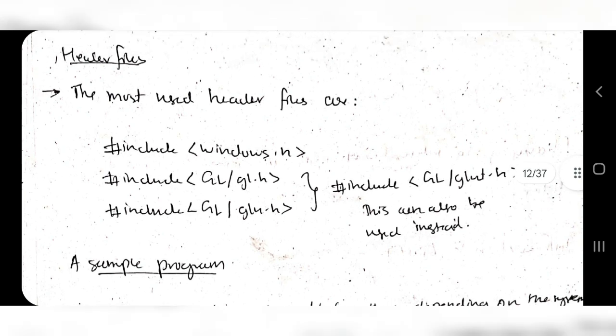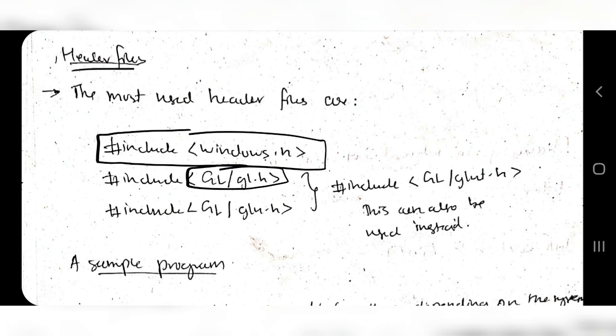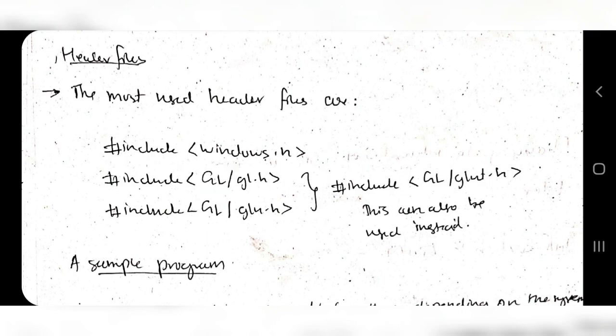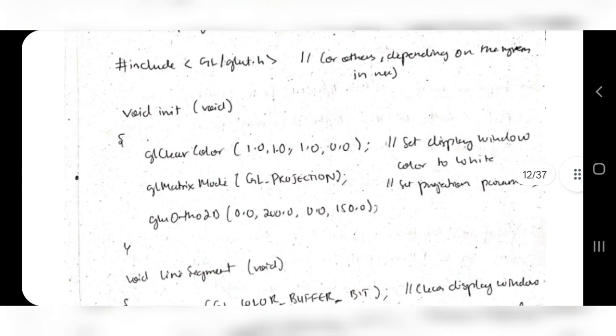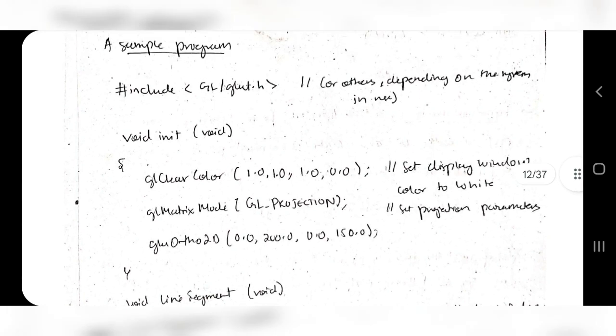And after that, the header files are there. Header files like the same thing, #include windows.h, gl.h, gl/glu.h. Instead of these two also, we can use gl/glut.h, okay. So there's a sample program here. In this, we'll be able to understand what are the things I just mentioned in the previous topic, okay.